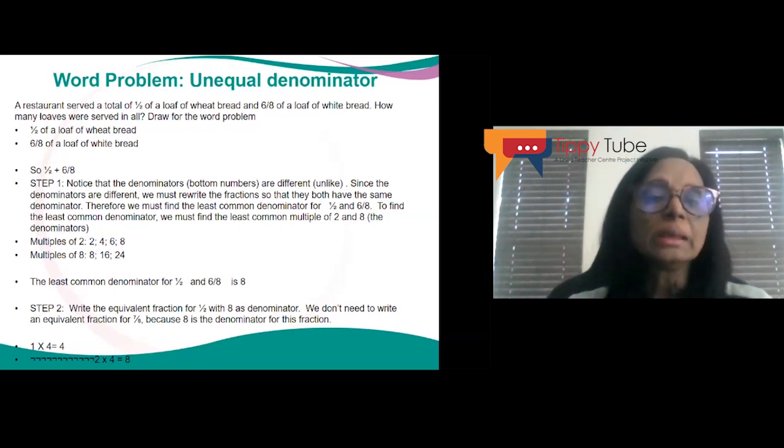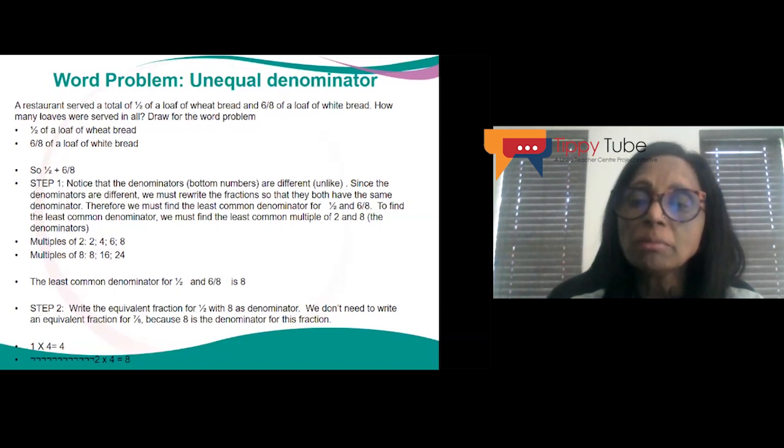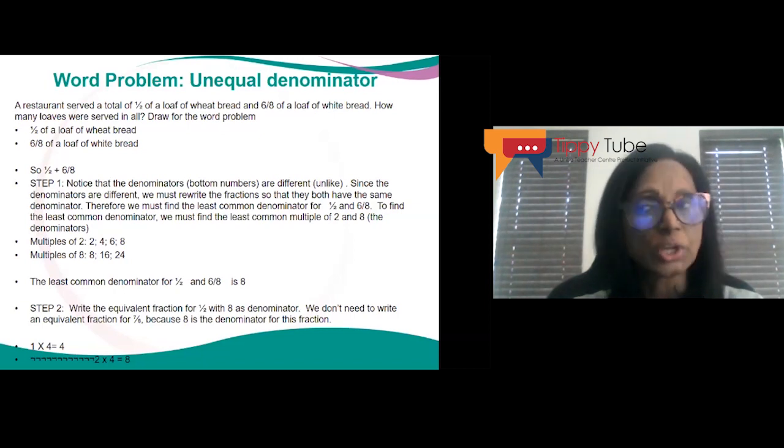Now, 1/2 plus 6/8, that is what you need to add. In step 1, you'll notice that the denominators, the bottom numbers, are different. Since the denominators are different, we must rewrite the fractions so that they both have the same denominator. Therefore, we must find the least common denominator for 1/2 and 6/8. To find the least common denominator, we must find the least common multiple of 2 and 8, which are the denominators. Now, this is what you will do. You will write down all the multiples.